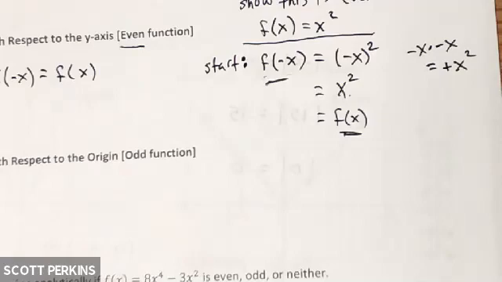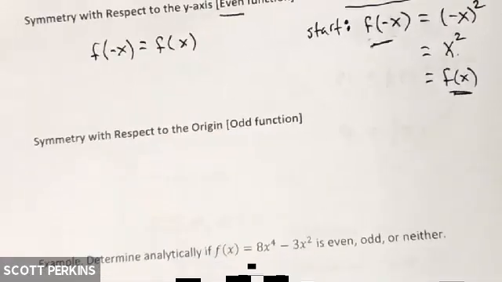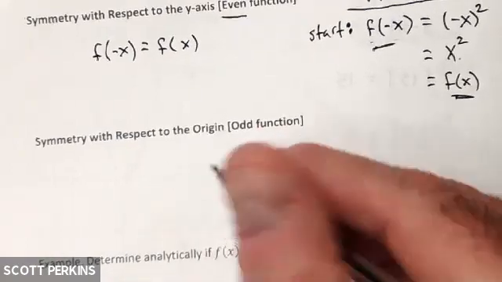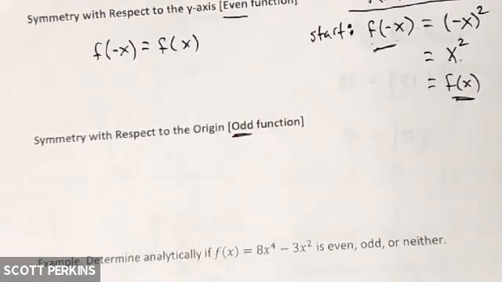The other type of symmetry that we have is something symmetric with respect to the origin. This is called an odd function. What I'm going to do is tell you what to look for in an odd function, and then we'll see that on one of our basic graphs, and then I'll show you the algebra, and then we're just about done for the day.